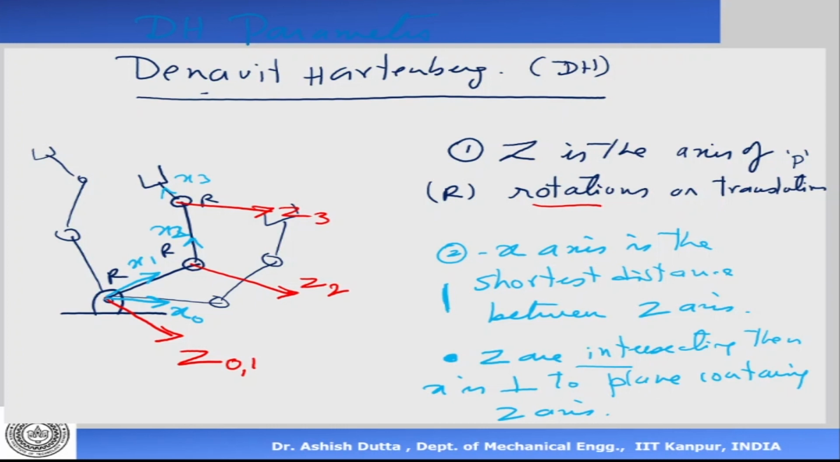Okay, what about the y-axis? The y-axis is as per the right hand rule. So the moment x and z are fixed, y gets automatically fixed. So in robotics we don't draw the y-axis because as per the right hand rule y is already fixed. Okay, so this is the very simple way of assigning axes. First, let me repeat, the z-axis is the axis of rotation or translation. That's very easy. Next, the x-axis is the shortest distance between the z-axes. And in the case the z's are intersecting, then x is perpendicular to the plane containing the z's.